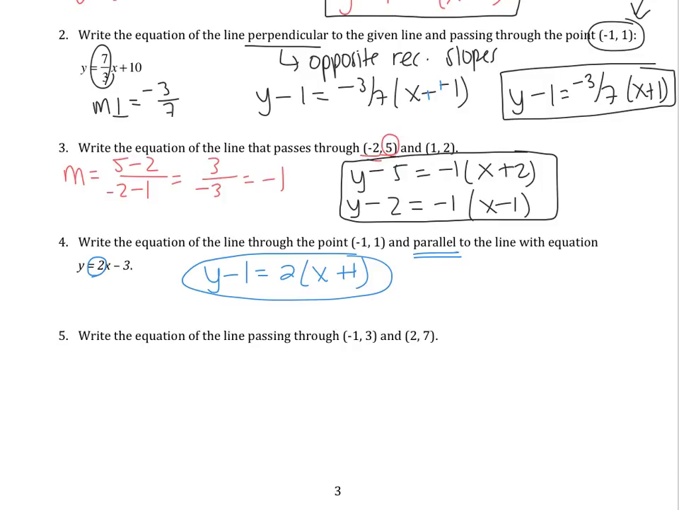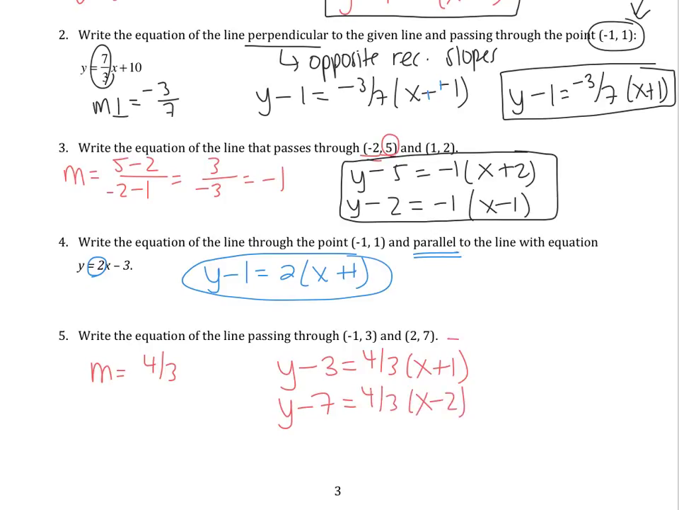For problem 5, the first thing that you should have done is found the slope, which ends up being 4 over 3. Then you write your equation in point-slope form using either point. If you chose to use the first point, you should have gotten y minus 3 equals 4/3 times (x plus 1). If you chose to use the second point, you would have gotten y minus 7 equals 4/3 times (x minus 2). Either one is acceptable. If you did not get either of those answers, you made a mistake and you need to go back and find it. Please make sure you pause the video right now, find your mistake and fix it before moving on.